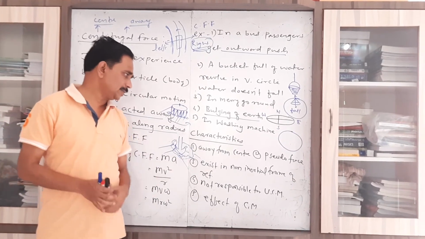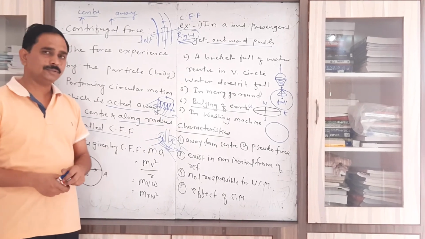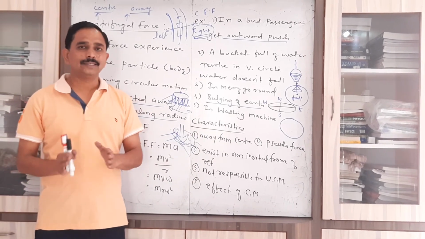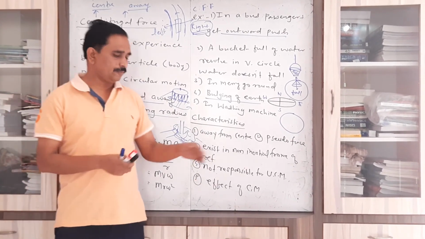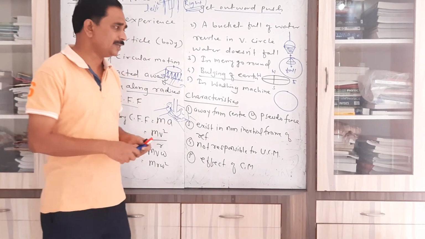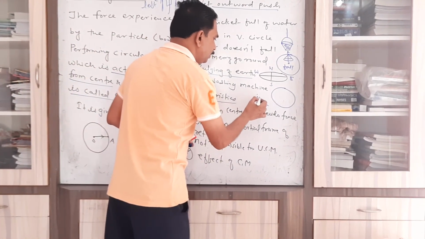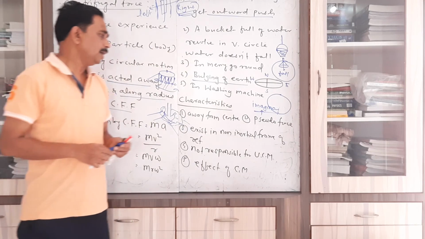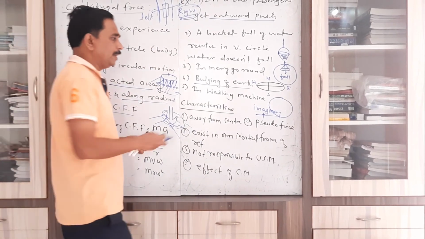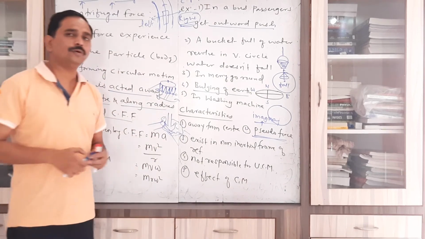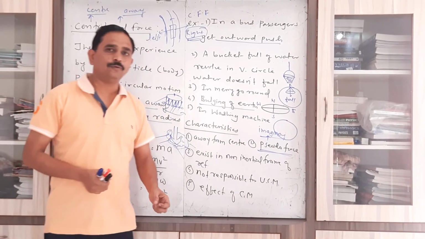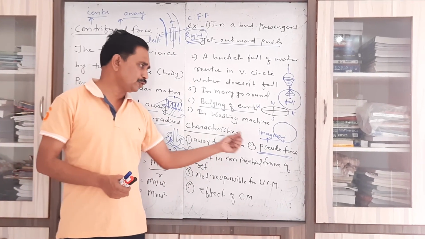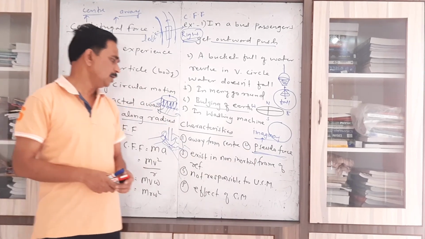Now consider the characteristics of the centrifugal force. First, centrifugal force always acts away from the center. Second, centrifugal force is called a pseudo force. Pseudo means imaginary. It is not a real force. Later on we will explain why this force is called a pseudo force. In simple terms, this is a force which doesn't originate from a known interaction, whose origin is not known. That's why it is called a pseudo force.